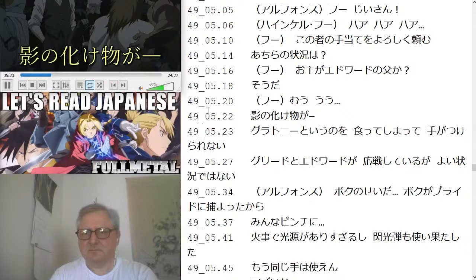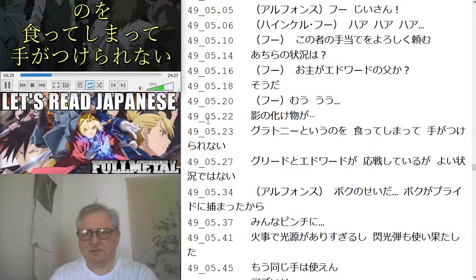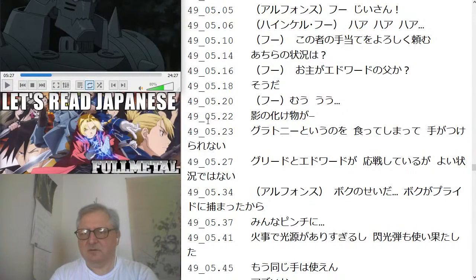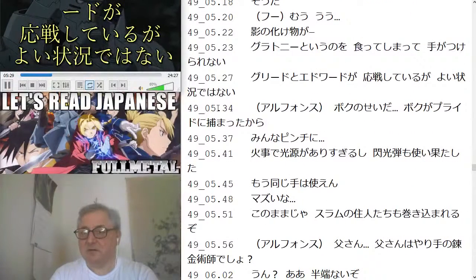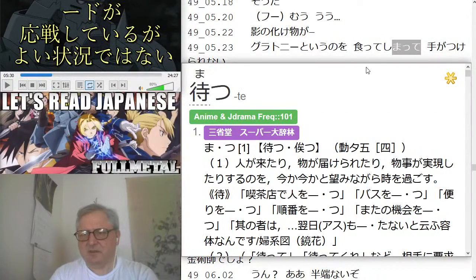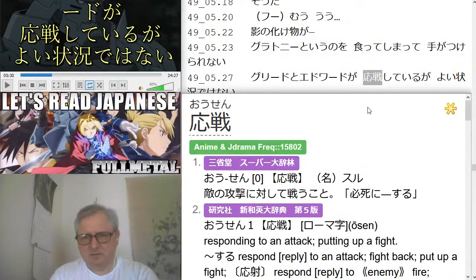What was it? That means helping each other in battle, right? Fighting against an enemy's attack. Responding to that. Okay.